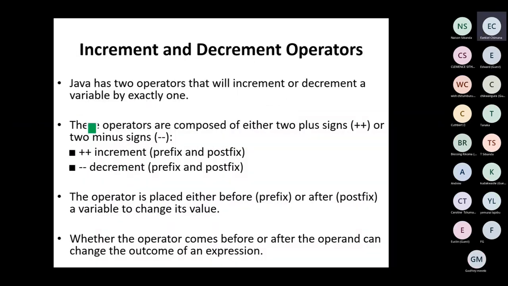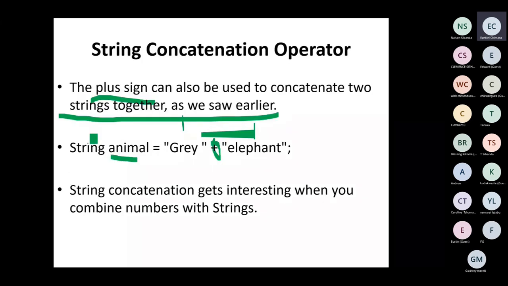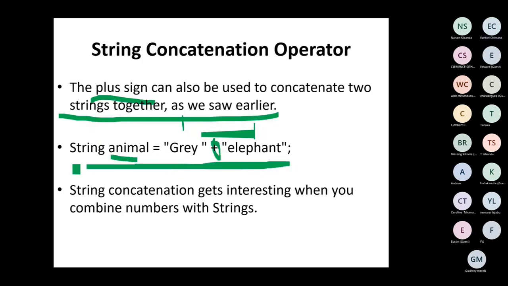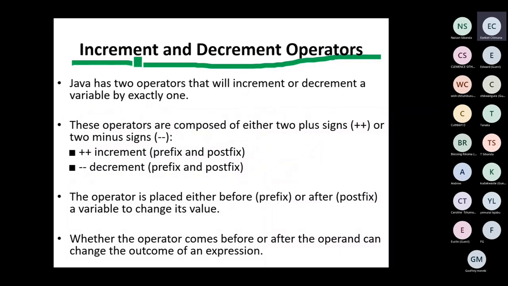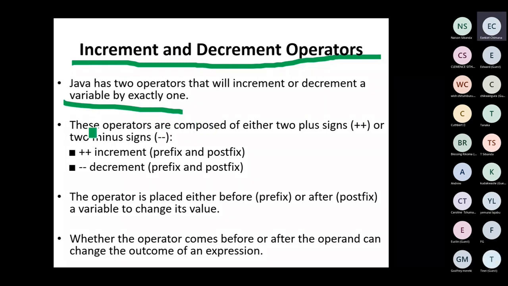Okay, so there are the decrement and increment operators. I don't know if there is any issue with this one. I think I can proceed without a demonstration, just for the sake of our time. There's what we call the increment and decrement operators. These are also available in C++ and even in C programming. Java has 2 operators that will increment or decrement a variable by exactly 1. If you want to do that, you can use plus plus and minus minus. These operators are composed of either 2 plus signs or 2 minus signs.